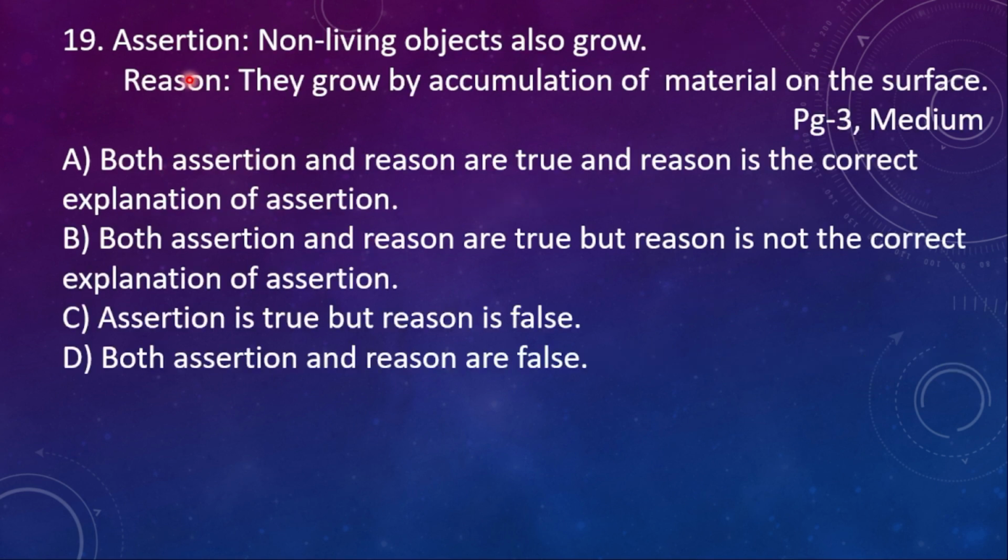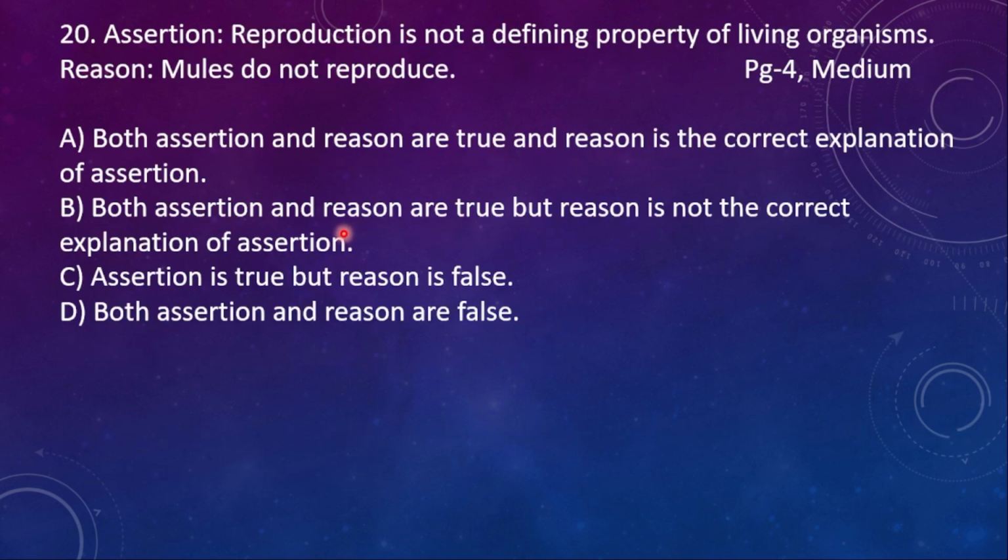The 19th one, assertion and reasoning type of question. Assertion: non-living objects also grow. Reason: they grow by accumulation of materials on the surface. Non-living objects also grow. The statement is true. They grow by accumulation of material on the surface. This is also true, and it is a correct explanation. So both assertion and reason are true, and reason is the correct explanation of assertion. So the answer is A.